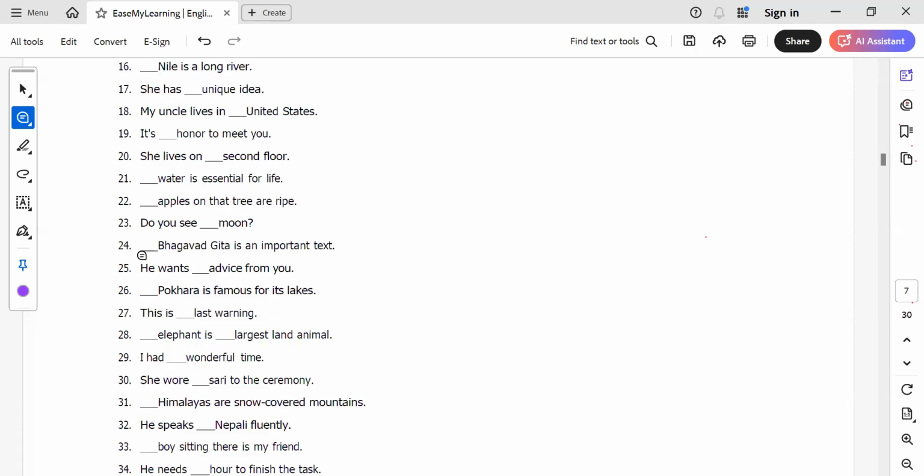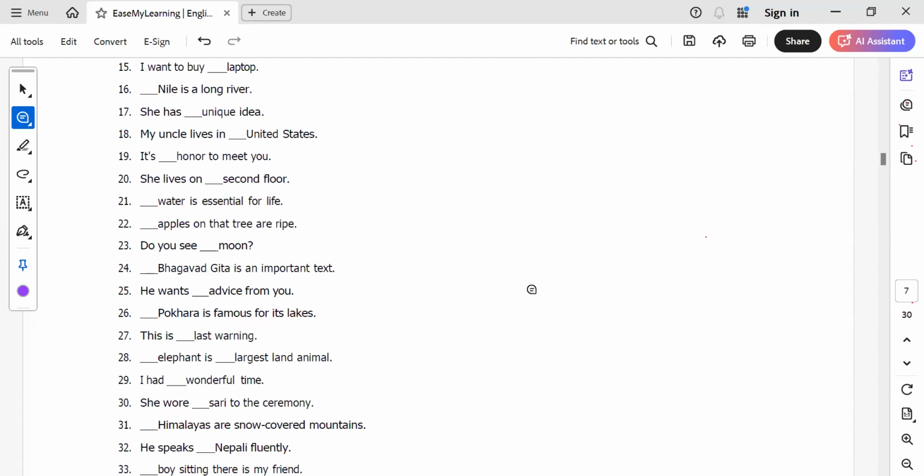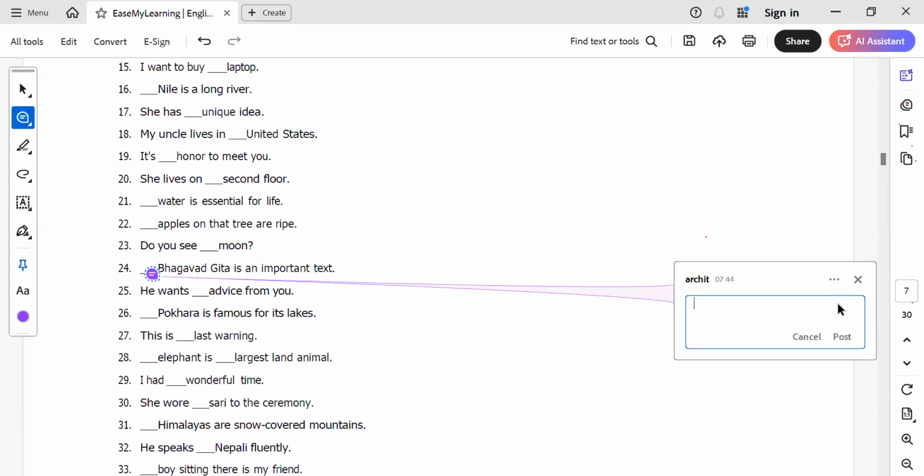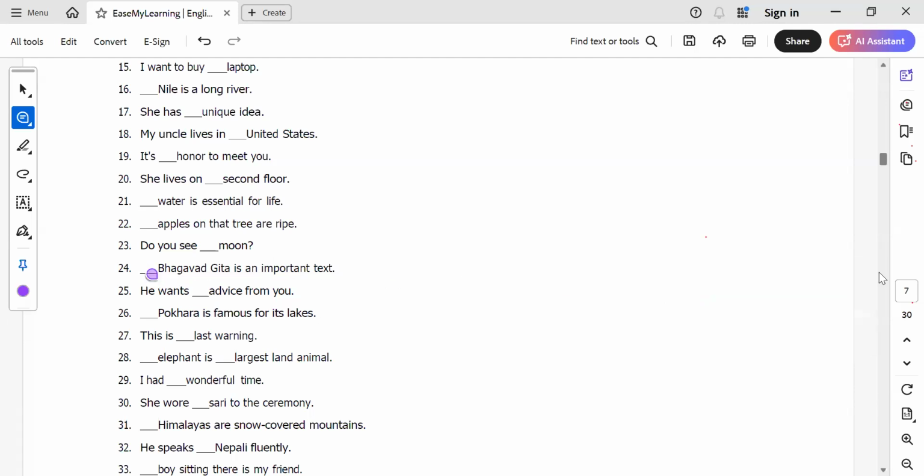Okay. So let's do number 24. Dash Bhagavad Gita is an important text, similar to a question we already did. Please answer this. I'll start from Samrat. So Samrat's answer is the. Is there anybody else who has any contrary view on this? No one has. Naitik. So the answer is the, as we've discussed, we are referring to a specific book, and it's not something which is very, very general, which is unanimously known. So we say the Bhagavad Gita.